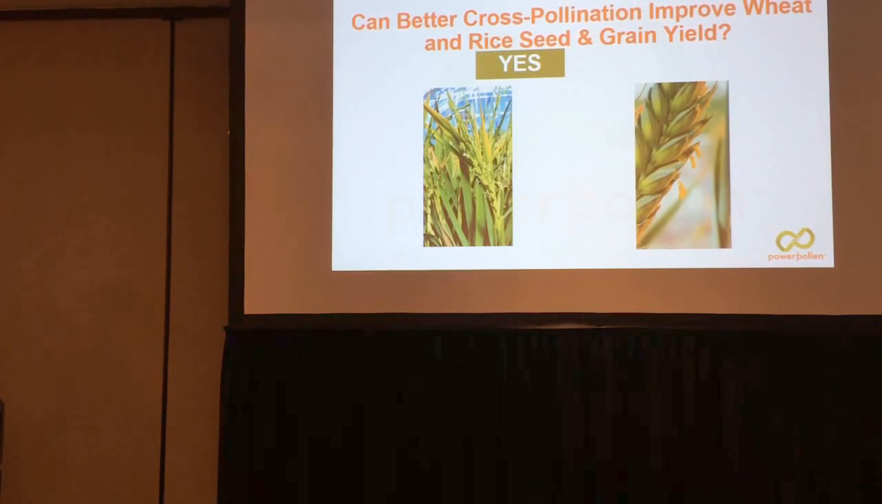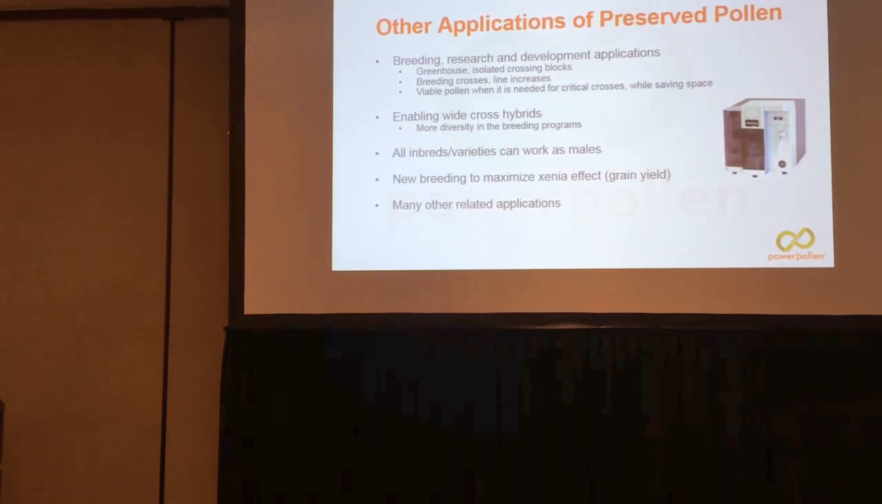Grain yield is another question. If you could cross-pollinate wheat in a grain field, would you increase the yield? We don't know the answer. It's to be determined. Same for rice. It's much harder to think about cross-pollination in a production field for rice, for grain and wheat. Okay. But we think it's possible. We think that's kind of the vision down the road for this technology.